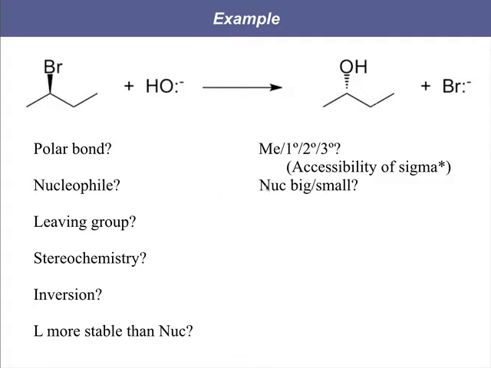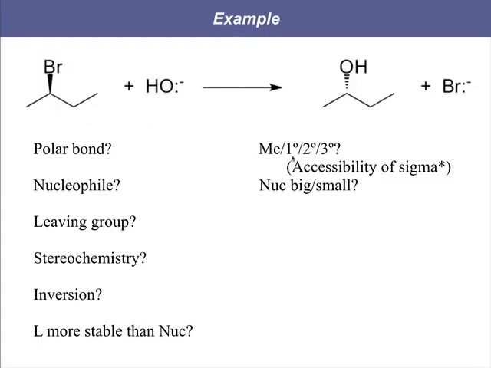Another thought, is our nucleophile big or small? OH- is a relatively small molecule. Oxygen's not that small of an atom, but comparatively speaking, compared to our substrate, which has 1, 2, 3, 4 carbons, a bromine, 3, 5, 8, 9 hydrogens, all those atoms on it, OH- is pretty small. That's important because the reaction requires that the nucleophile be able to access that antibonding orbital.